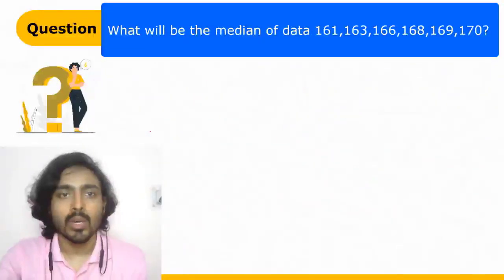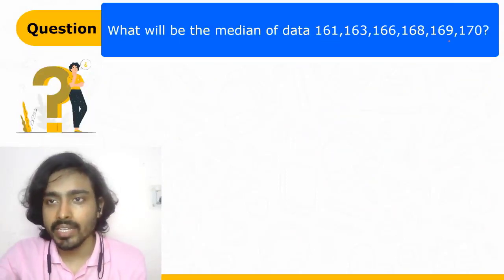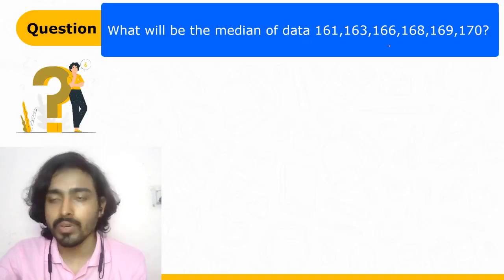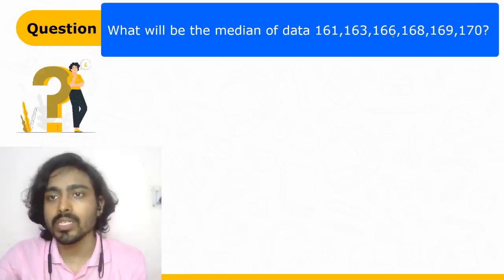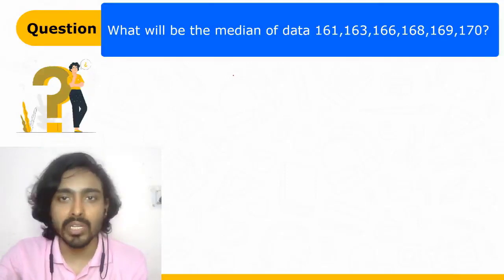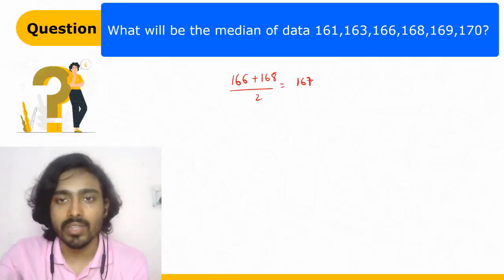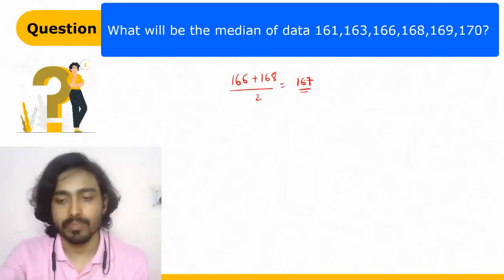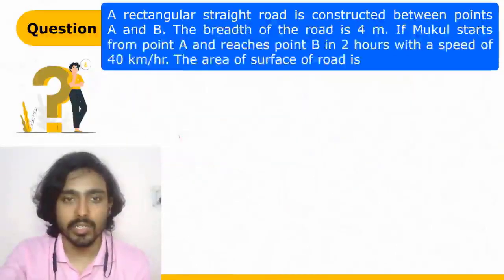Let's move ahead. What will be the median of data? Here we can find out that the data is arranged in ascending order, so therefore we need not arrange it. But we can see that there are 6 data pieces here. So what we have to do is add the middle 2 and then find the mean of it. So 166 plus 168 upon 2 will give you 167. So that will be the median of it. 167. Very good.